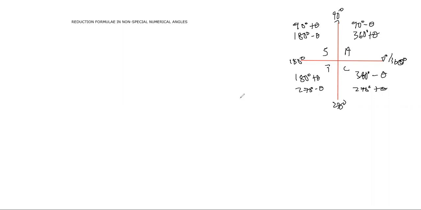So the idea is essentially the same. What happens in 90 plus theta will happen in 270 plus theta. What happens in 90 minus theta will happen in 270 minus theta. The thinking process is just one and the same. Right, so let's take an example.